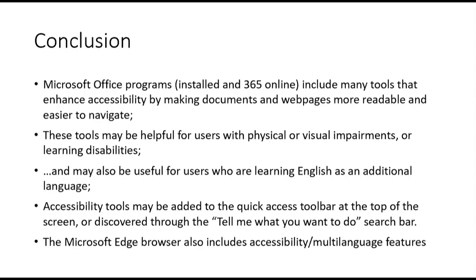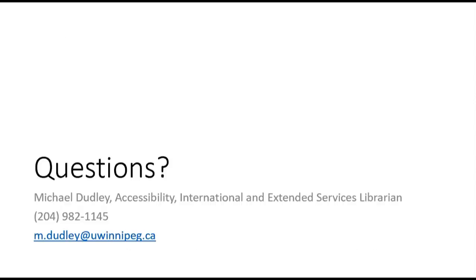Accessibility tools may be added to the Quick Access toolbar at the top of the screen or discovered through the Tell Me What You Want to Do search bar. The Microsoft Edge browser also includes accessibility and multi-language features.